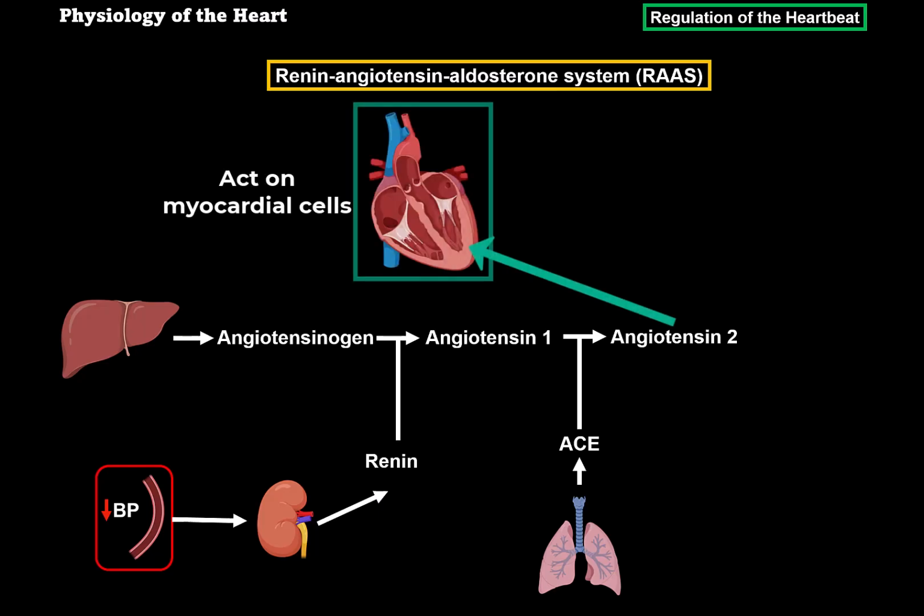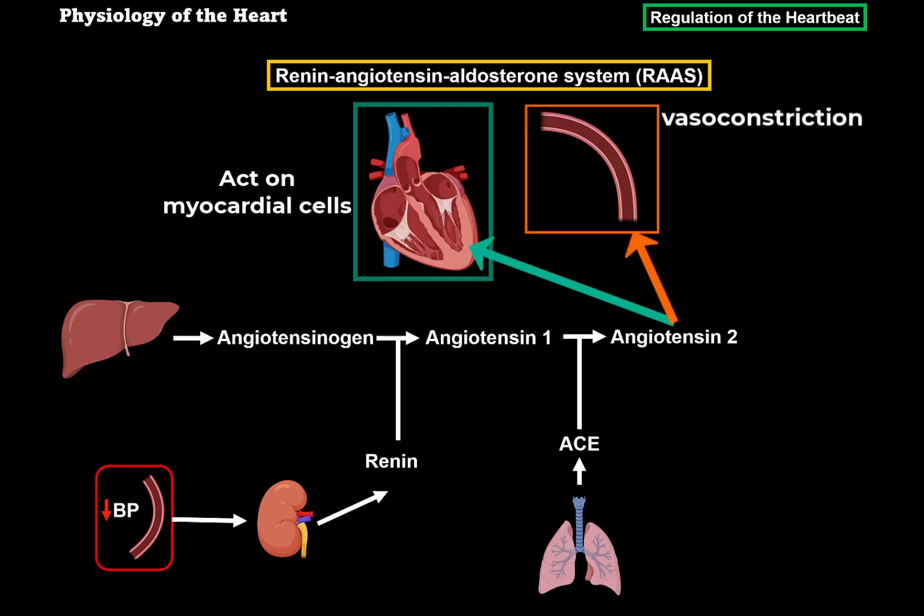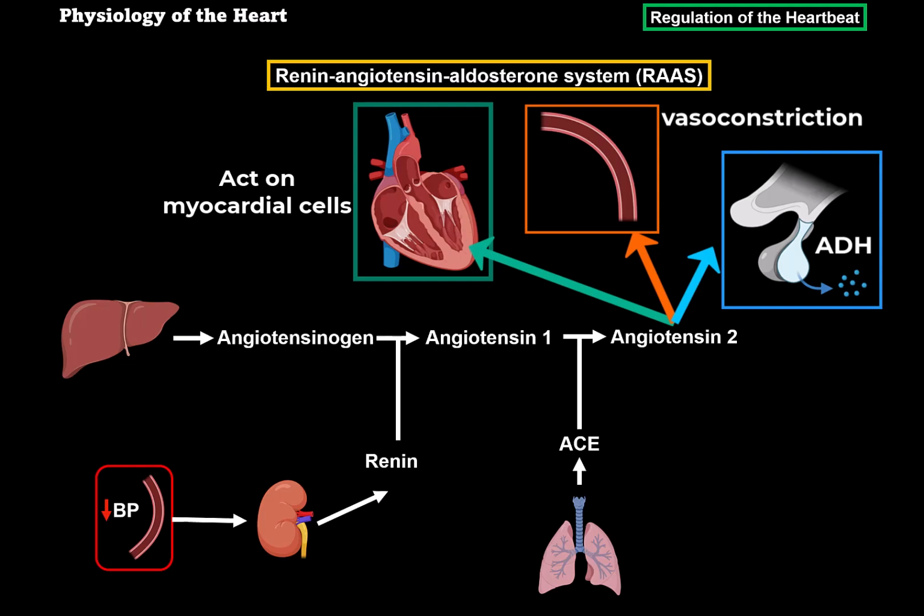It can directly act on the myocardial cells, increasing their contractility by enhancing the calcium influx through the L-type calcium channels. It can directly cause vasoconstriction, increasing the systemic vascular resistance, which increases afterload. Because remember, the initial response was low blood pressure. Angiotensin 2 also stimulates the release of ADH, antidiuretic hormone, promoting water reabsorption in the kidneys, contributing to an increased blood volume and thereby an increase in preload.